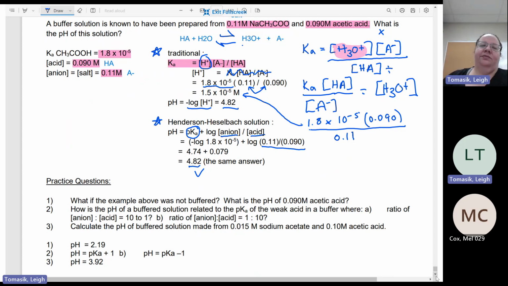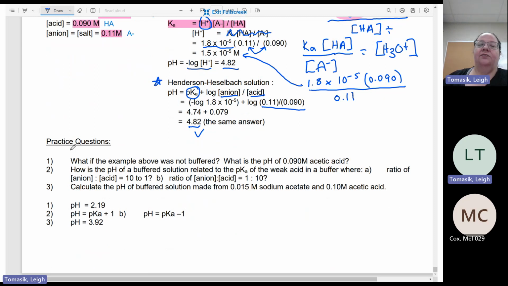So we have some practice questions here if you want to practice with buffers. Okay. And we have the answers at the bottom, so you can try those out.